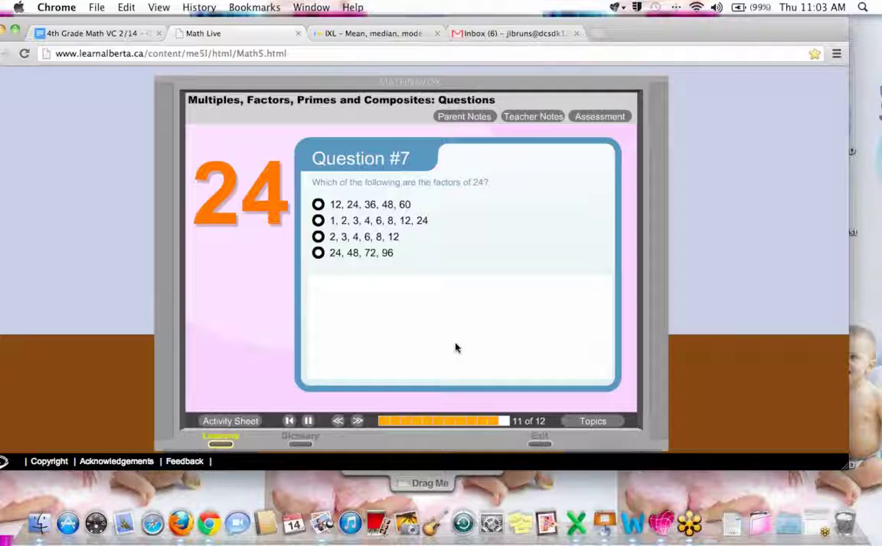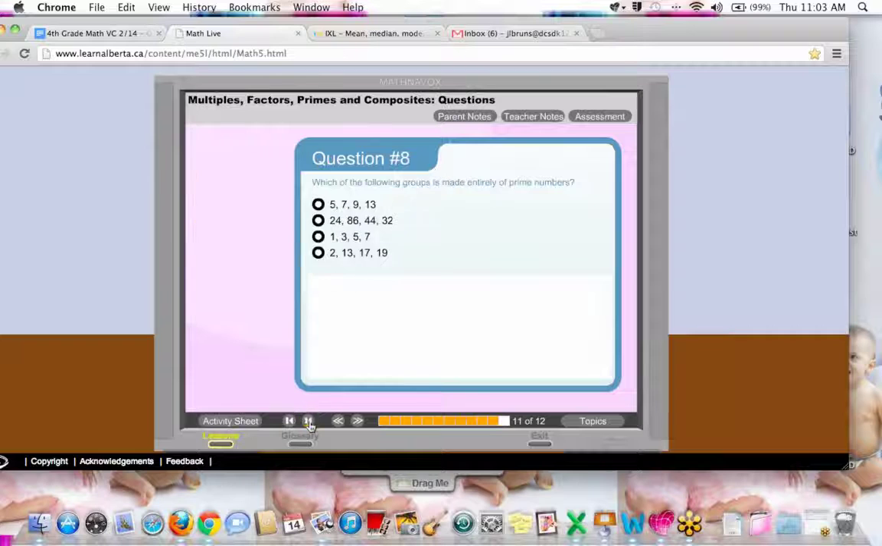Which of the following are the factors of 24? Click on the circle next to your choice of answer. Okay, now factors mean all the numbers you can multiply together to get an answer of 24. Very nice. Everybody is saying B. Good. Why is it not letting me click on it? Well done. There we go.